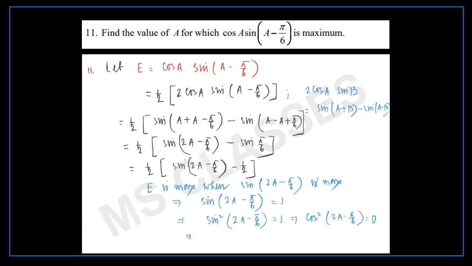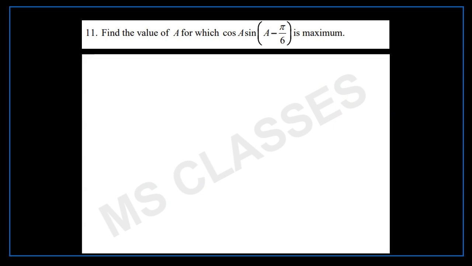And that gives us cos(2A - pi/6) = 0. And we know cos of some odd multiple of 90 degrees is always 0. Why? Because we can write this as cos((2n+1)pi/2 + 0). Now this is an odd number, which means sine 0, that is 0. So cos of any odd multiple of pi/2 is always 0.